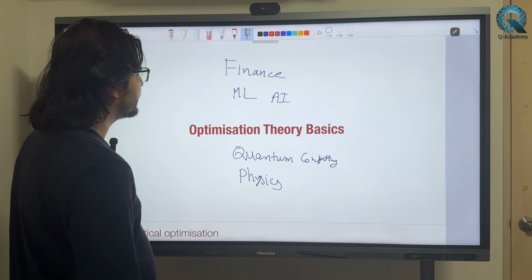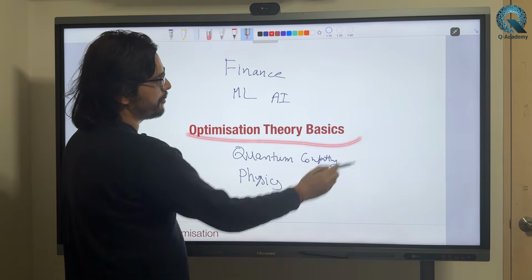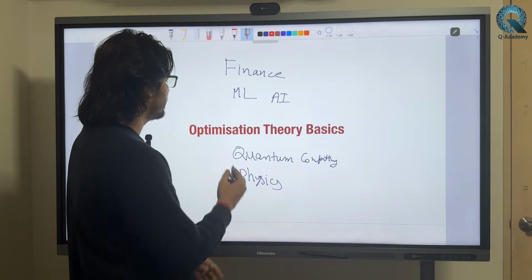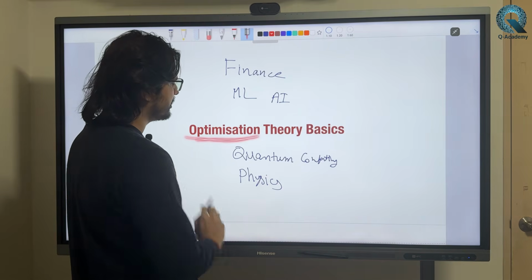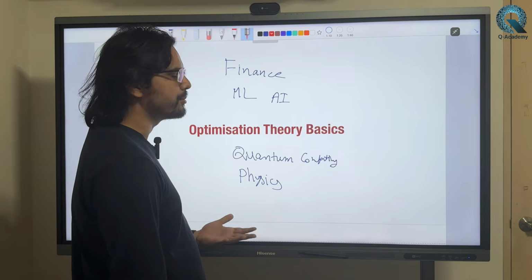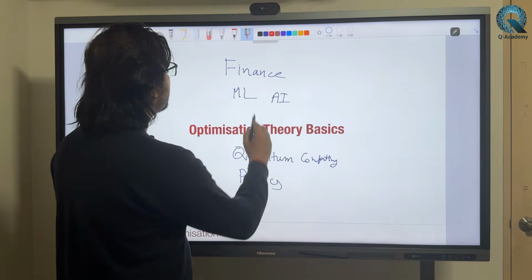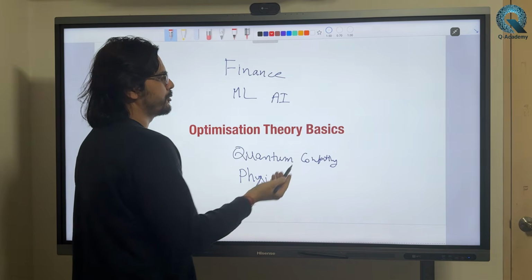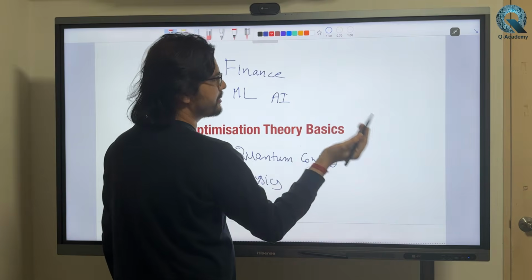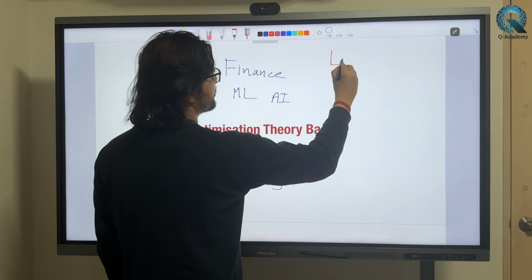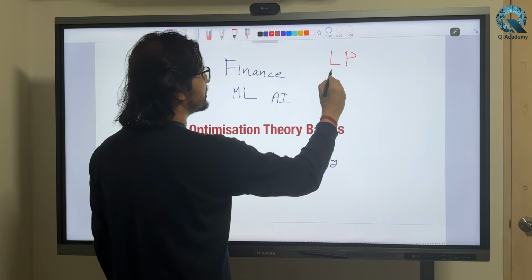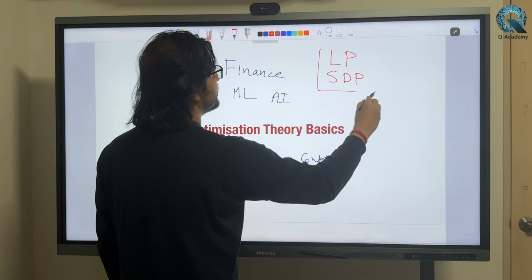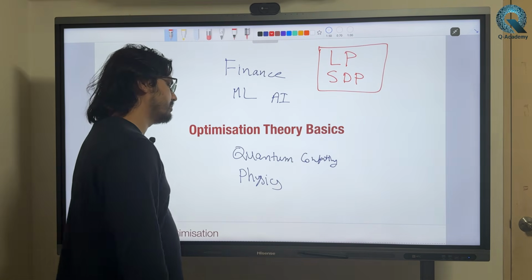And today we are going to talk about some of the basics of optimization theory. We will try to understand what optimization means, like what kind of problems are called optimization problems. And we will discuss two kinds of programs which are optimization problems. One is called linear program, LP, or linear programming, and the second one is called semi-definite programming, SDP. So LP and SDP. That's what we will talk about.